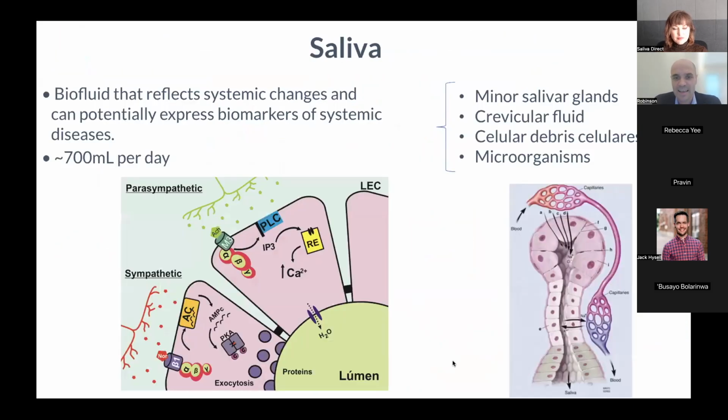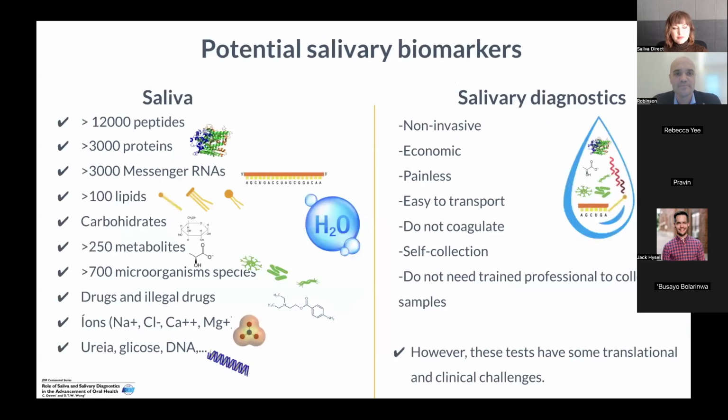We know that saliva is regulated by parasympathetic and sympathetic activity, and that the salivary glands have a rich blood supply, allowing for the expression of thousands of potential salivary biomarkers. We have thousands of peptides, proteins, and messenger RNAs in saliva, and hundreds of lipids, carbohydrates, metabolites, several species of microorganisms, illegal drugs, and several ions and other organic molecules.